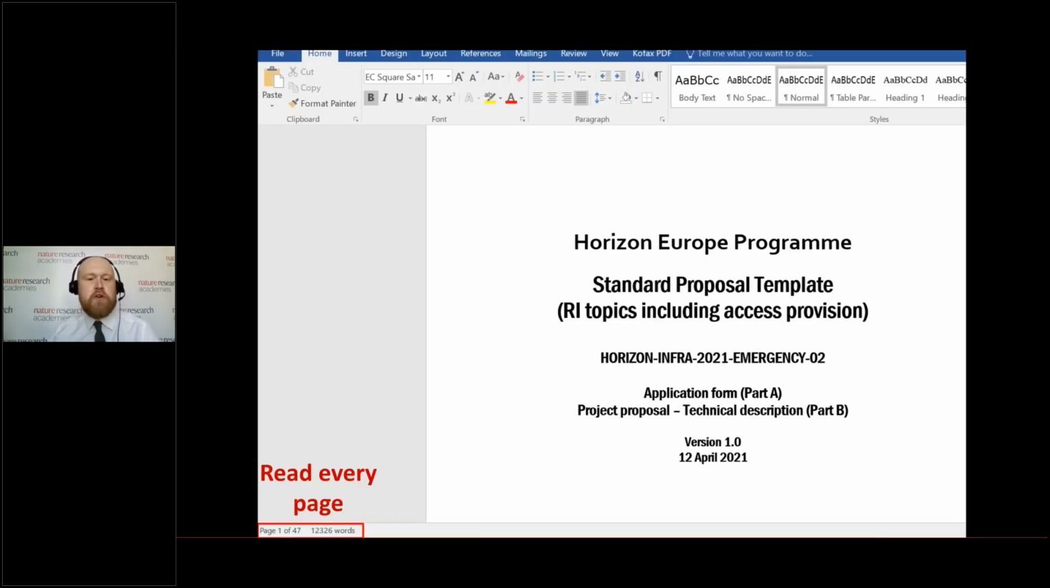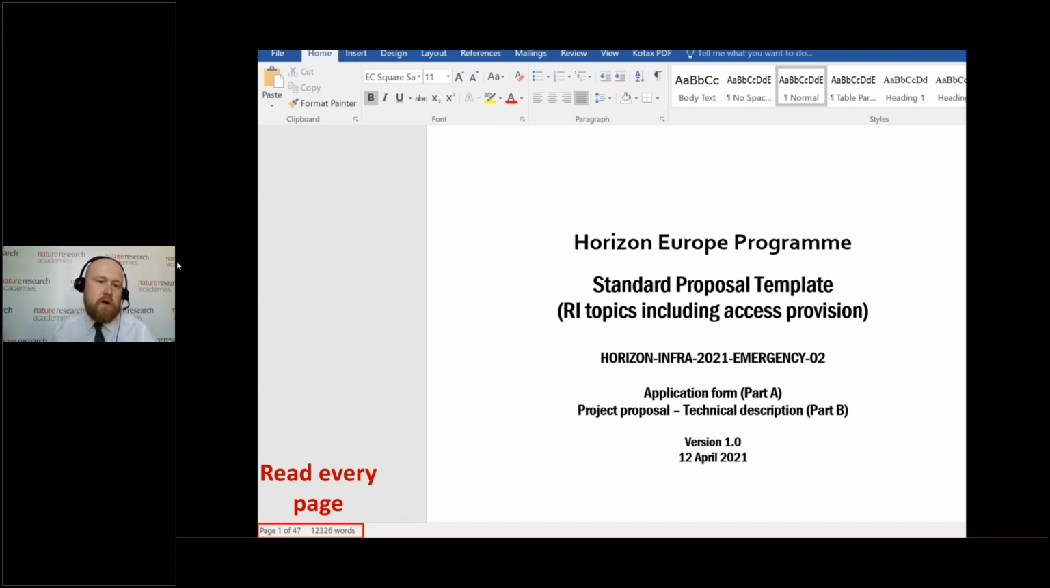Earlier we discussed Horizon Europe, didn't we? These are the guidelines. This is the application form that provides lots of useful information. As you can see here, it's 47 pages long. Okay. My recommendation is to read every single page. Okay. You need to be aware of all of the requirements and expectations before you start writing your proposal.